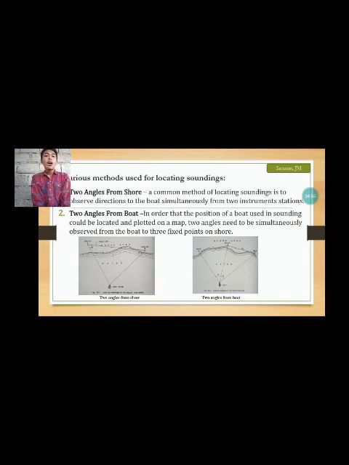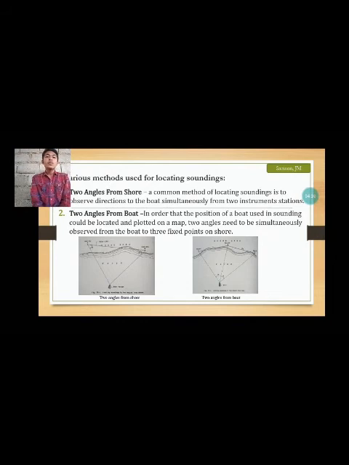Okay. So various methods used for locating soundings. 1. The two angles from shore. A common method for locating soundings is to observe directions to the boat simultaneously from two instrument stations. So here's the illustration for that. The two angles from shore.